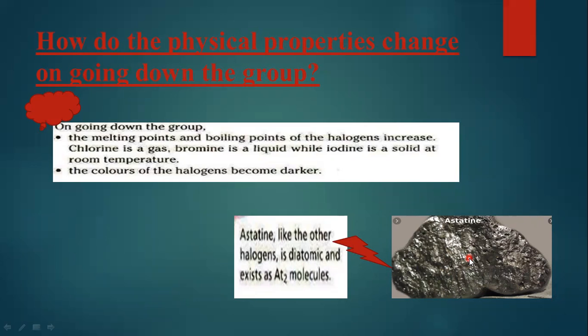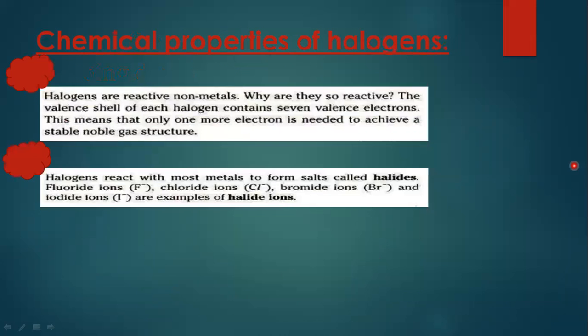Okay, this element of group 7 is rarely discussed. Mainly chlorine, bromine and iodine are discussed. So that was about the physical properties of group 7 elements: how they look, what their physical state is, what their melting and boiling points are, and what the color of all the group 7 elements is. Next, we discuss the chemical properties.